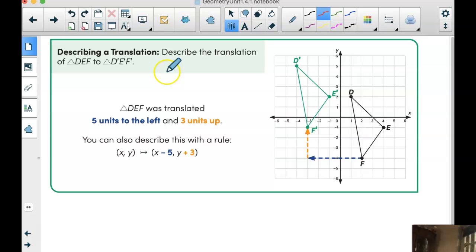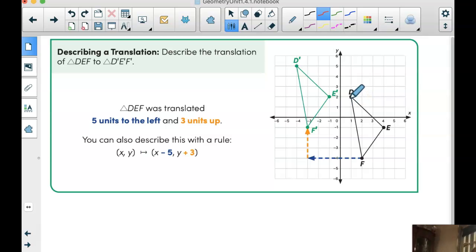Describing a translation. Okay, so they just told us what to do. Sometimes we're going to have to say what they did. Okay, and notice the little marks here. This is called a prime. So this is point D. This is D prime. This is the pre-image. That's the image. Okay, so how did they get from D to D prime?